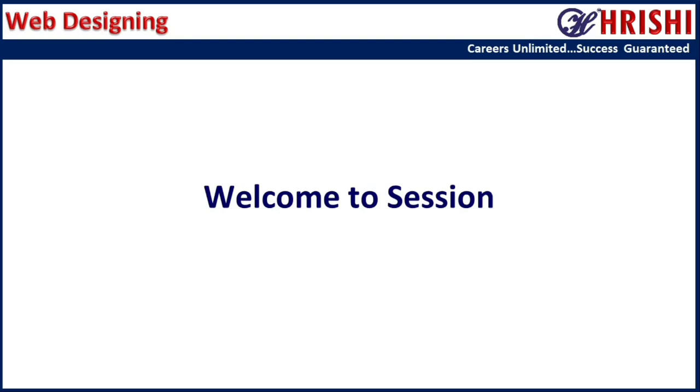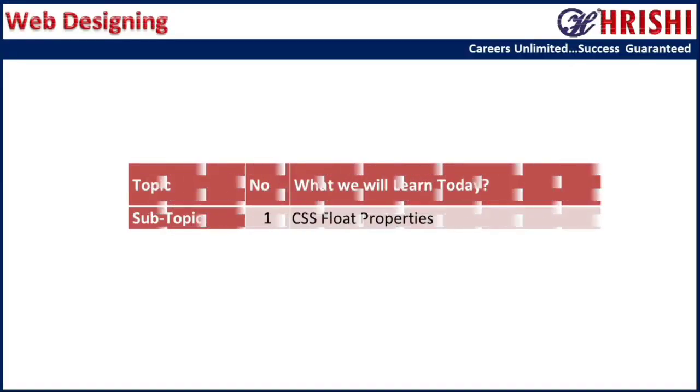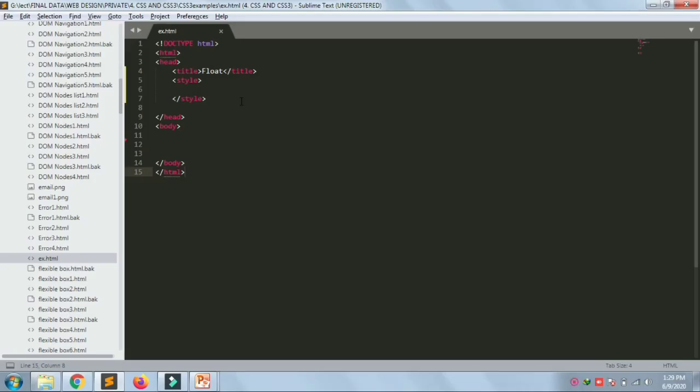Today we are going to start with the CSS float properties. So let's start with the float properties. Float property basically specifies where your elements should be placed in the document or a browser.